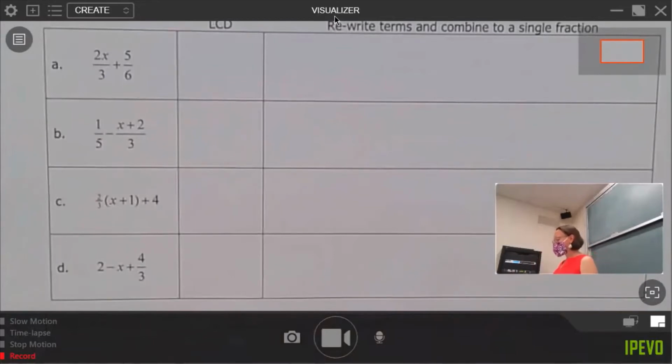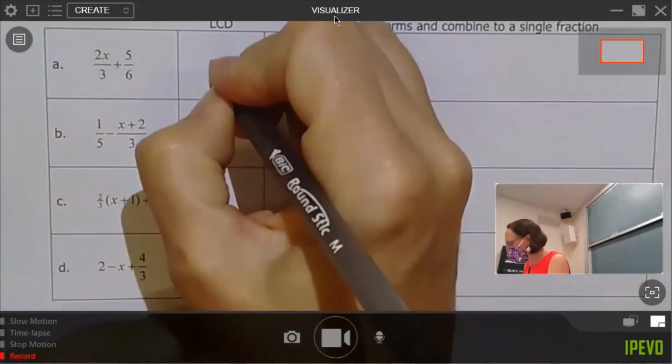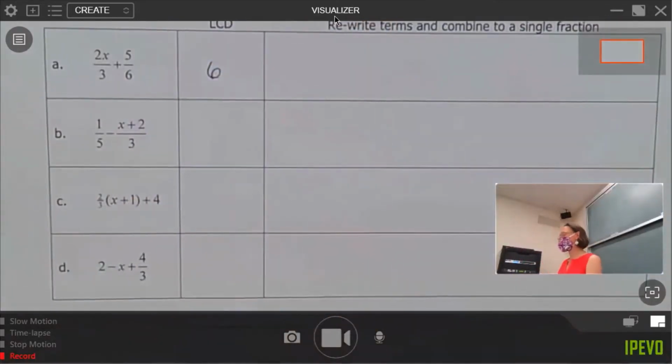So in terms of the lowest common denominator here, I've got a 3 and a 6. 6 is the lowest common denominator, but you could use 18, you could use 12, you could use 24, whatever pops into your head. I'm going to choose 6 to keep the numbers as small as possible. Maybe because I'm lazy, I don't know.